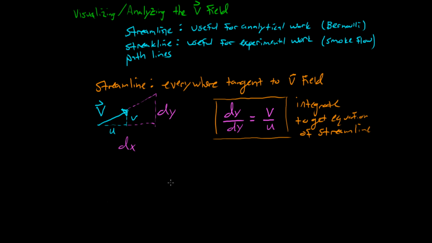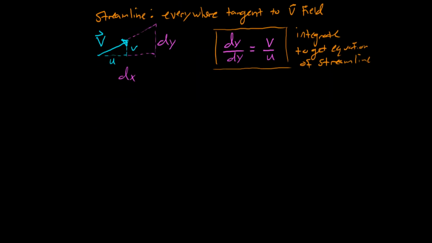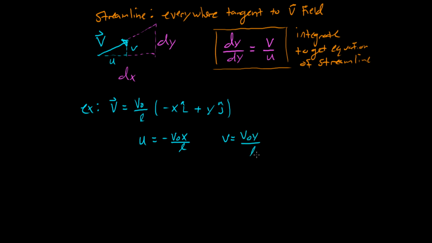So let's work an example of a streamline here just to drive this home. We'll go back to the example that we were working on before. Remember that our velocity field v was defined by v0 over L times minus x i hat plus y j hat. And so this is our velocity field. And again, that means that the x component of the velocity u is equal to minus v0 x over L. I've just multiplied that through. And the y component of our velocity v is equal to v0 y over L.